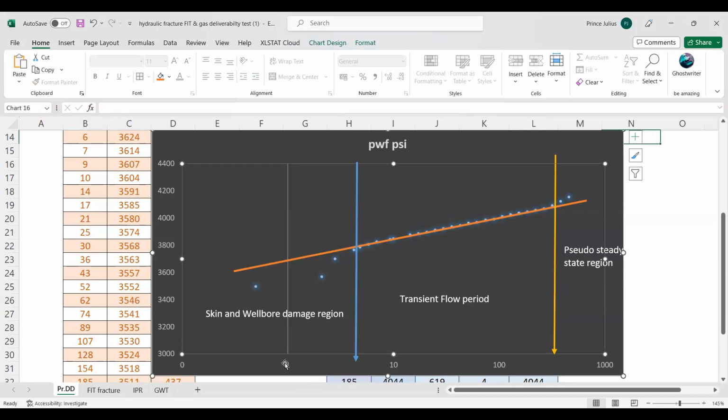According to that, time also can be, say, for 1 hour, 10 hours. So in between around, you can consider from 1 to 10, like 5 to 6 hours, you will start to see the end of skin and wellbore damage, where the point started to fall on the slope. From there onwards, the transient period has started. Then finally, the point started to deviate from the slope that represents the end of transient flow period at around 100, probably 400 or 500. It will be ending at 500 hours. Then after that, you can start observing pseudo steady state flow period.